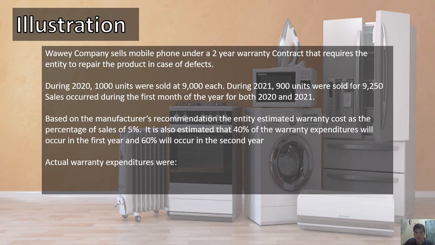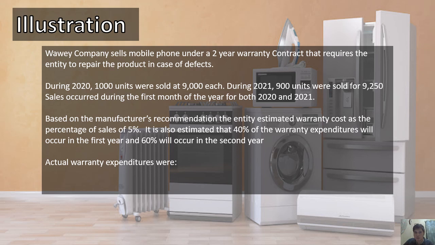So the assumption is that during the first year, the sale happened in January. So if the sale happened in January, the covered period for the sale made during 2020 is January 1, 2020 to December 31, 2021. Same case with the sales made during 2021. So the first period for warranty will be January 1, 2021, and the second period will be January 1 to December 31, 2022.